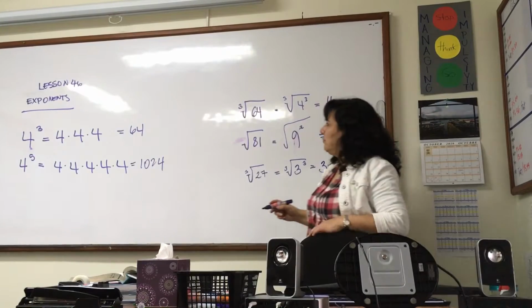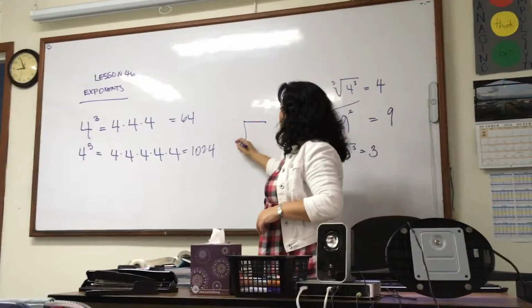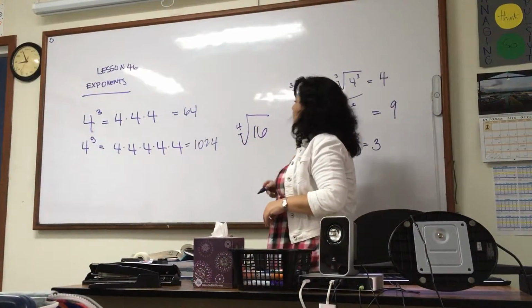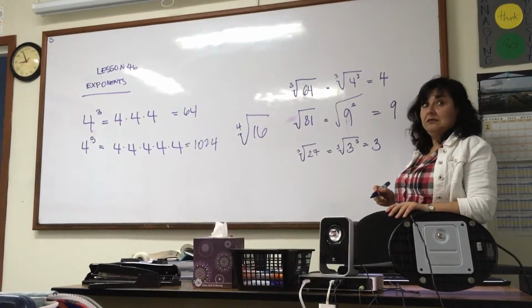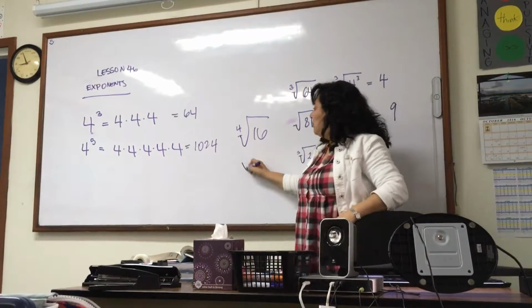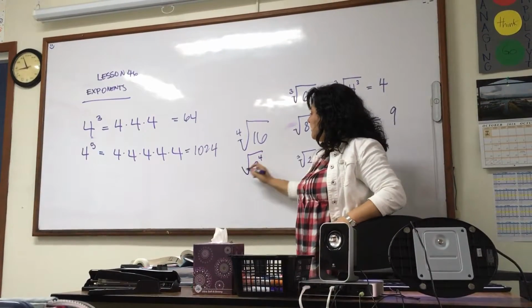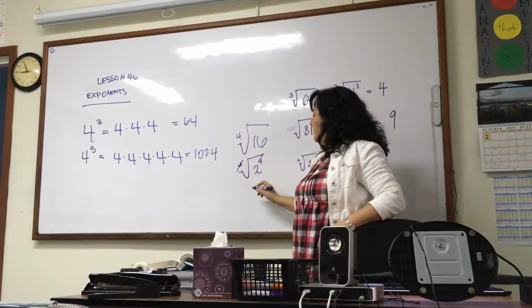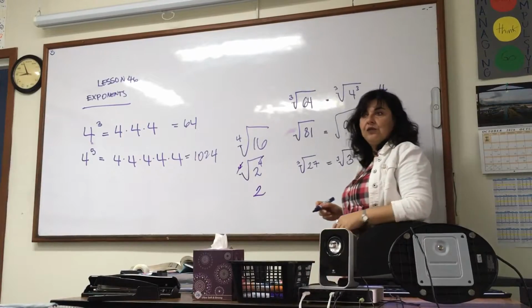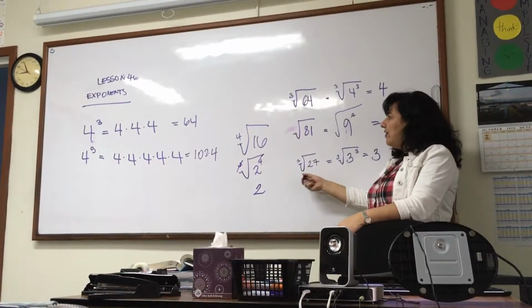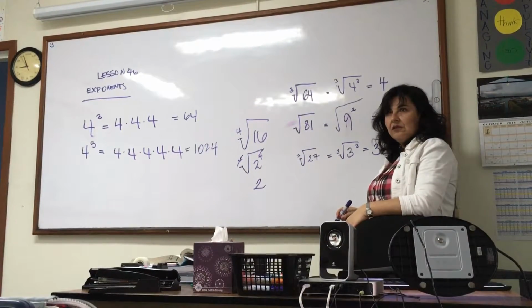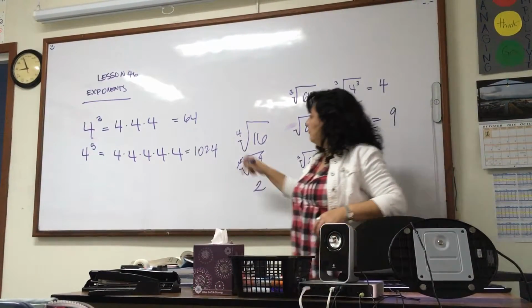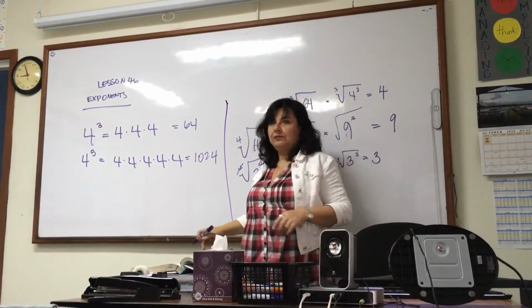How about this one? I'll give you a big one. What's the question there? 2. Very good. 2, because 2 to the 4 is 16. That's the answer. Okay? Is that clear how this is the inverse of that? Not so much. I kind of get it. I don't get it.